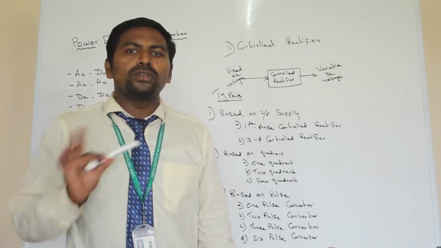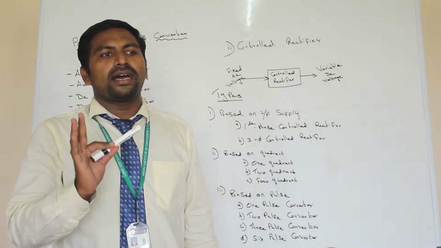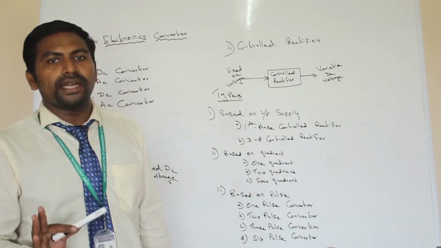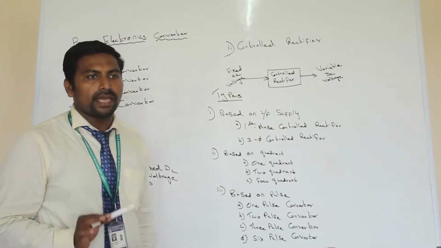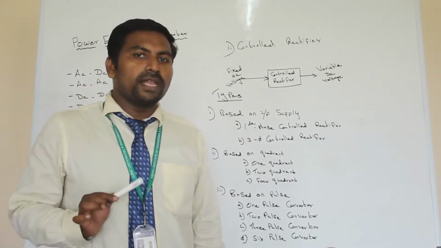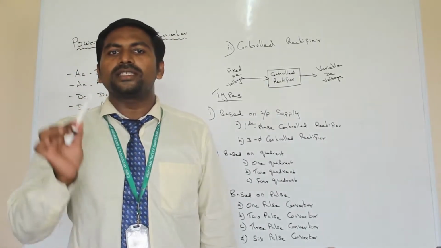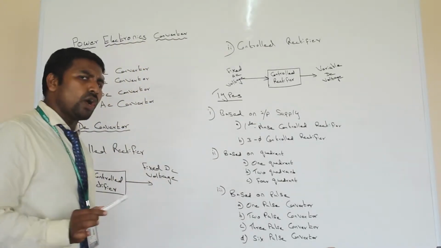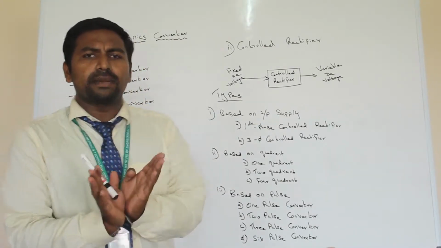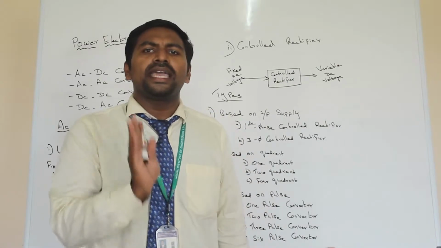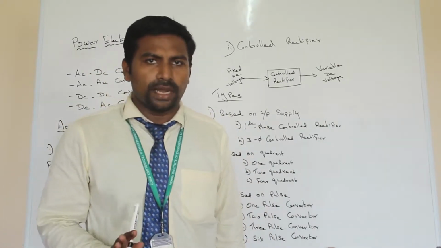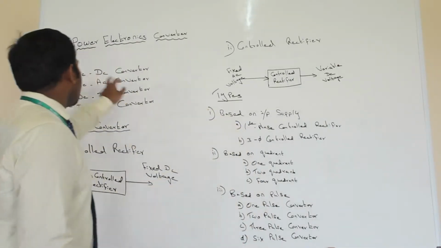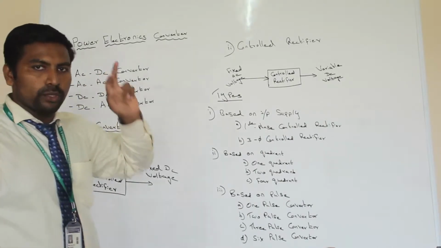But in most of the applications, the application is operated with the help of a DC supply. For example, you can see your mobile phone. The mobile phone is charged with the help of a DC supply. So you want to convert the AC supply. It is a must. You want to convert the AC supply to the DC supply. So for that, the AC to DC converter is used.